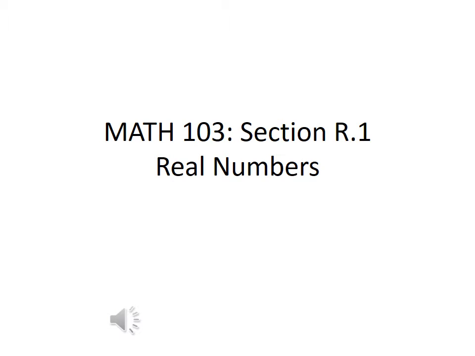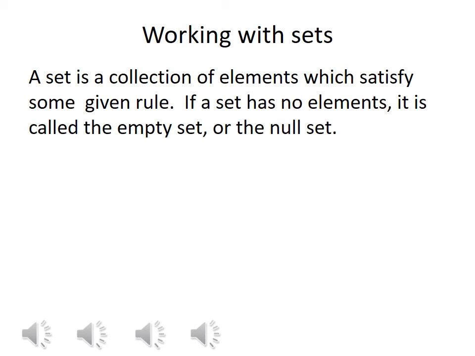Today we're going to talk about the topic of real numbers. To begin with, we're going to start by talking about working with sets. A set is a collection of elements which satisfy some given rule. If a set has no elements, it's called the empty set or the null set. So if you know what rule defines your set, you can generate the set of numbers that belong to it.